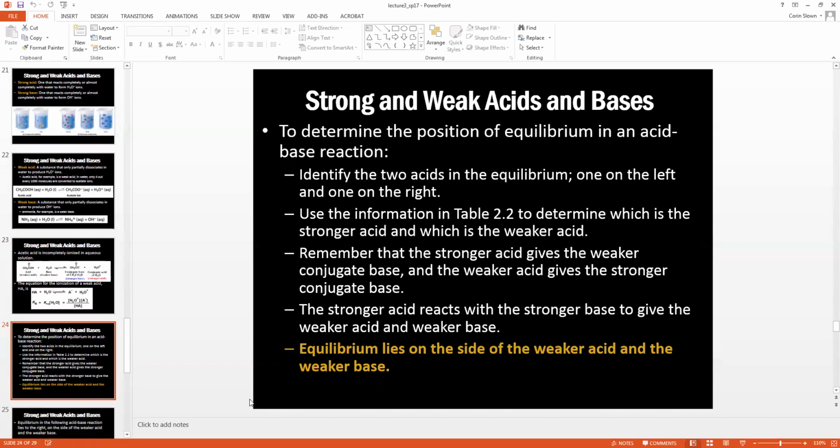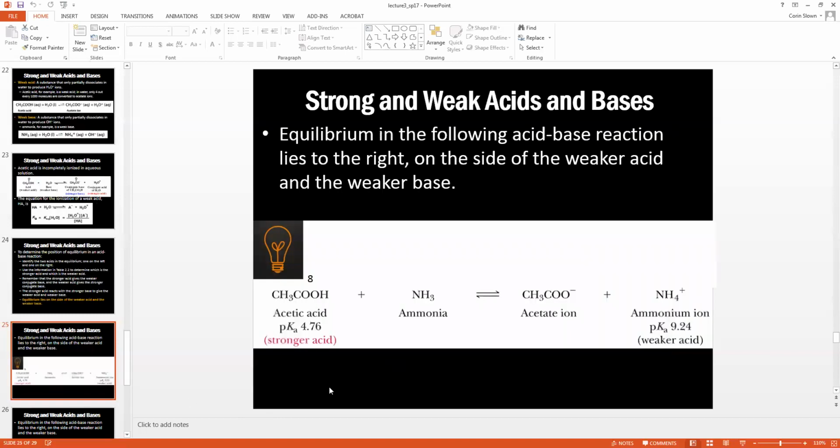If I'm going to determine the position of equilibrium in an acid-base reaction, I have to identify the acid on the left and the acid on the right, so an acid on either side of my arrow. Then I have to use the information in table 2.2 to determine which is the stronger acid and which is the weaker acid. We remember that the strong acid gives the weaker conjugate base, and the weaker acid gives the stronger conjugate base. So I'm always going to go from strong to weak. When I'm drawing my arrows, I know that equilibrium lies on the side of the weaker acid and the weaker base. So let's take a moment and practice that.